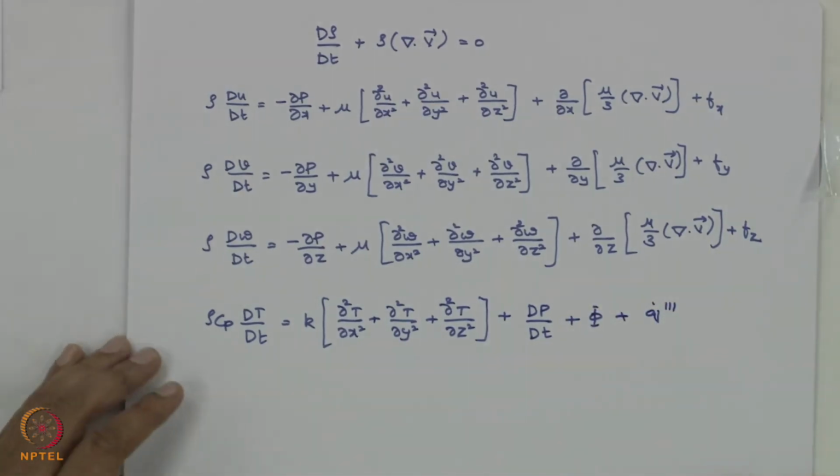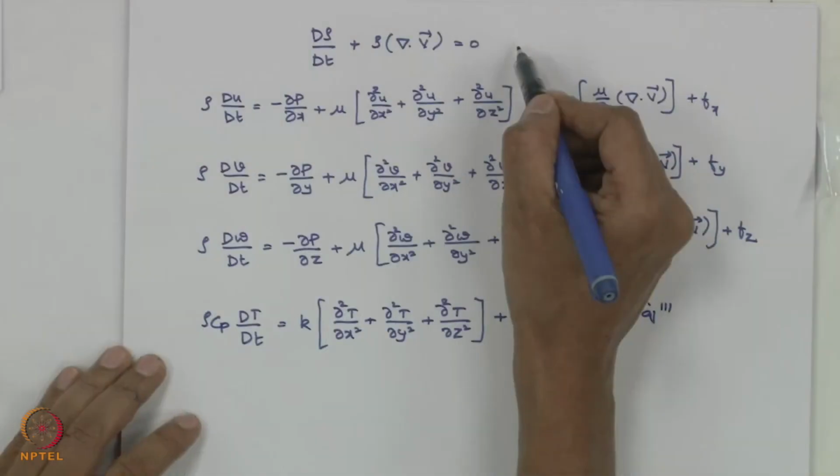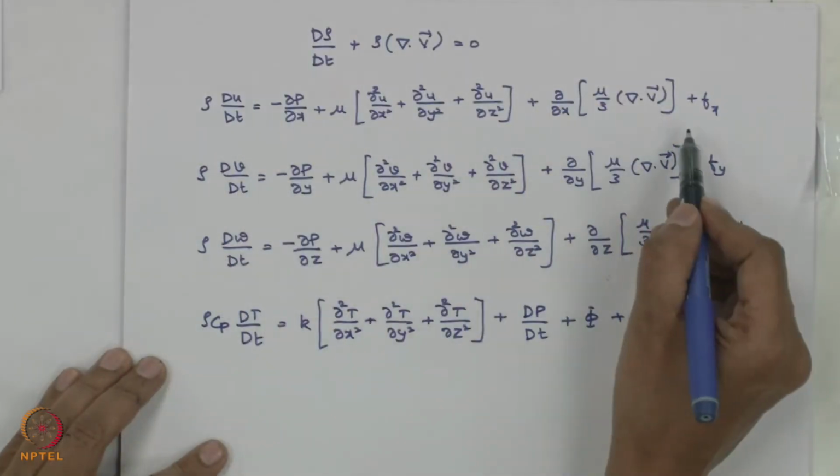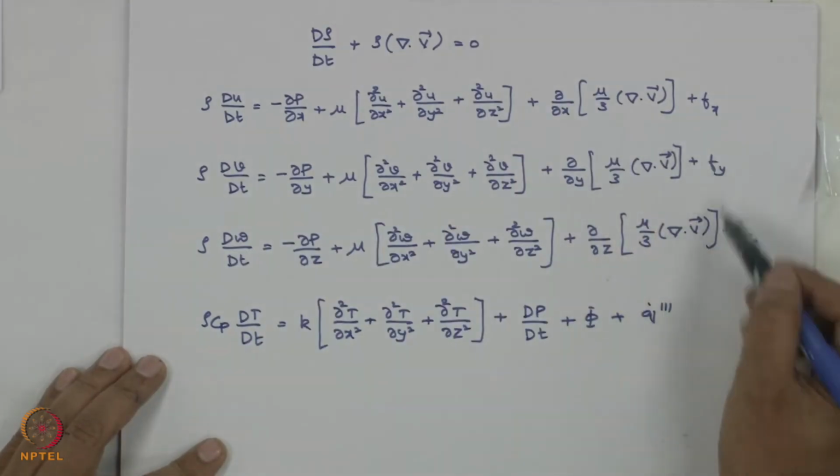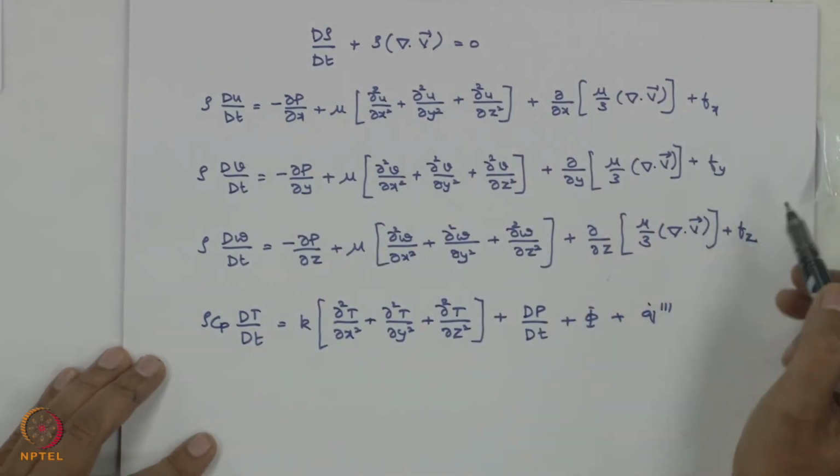So this was the summary of what we did in the last 3 modules. We derived conservation of mass and conservation of momentum in the x direction. From that we directly wrote the y and z directions, and this is the energy equation. So these are the 5 equations which we use to solve and get velocities and temperatures with the appropriate boundary conditions.